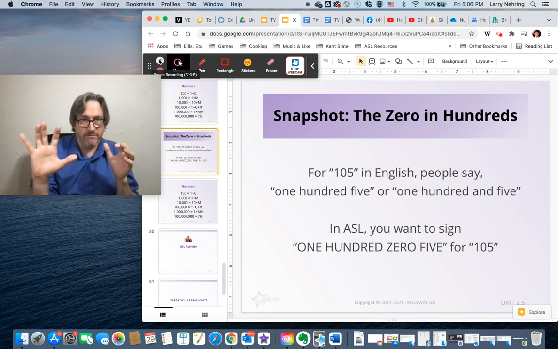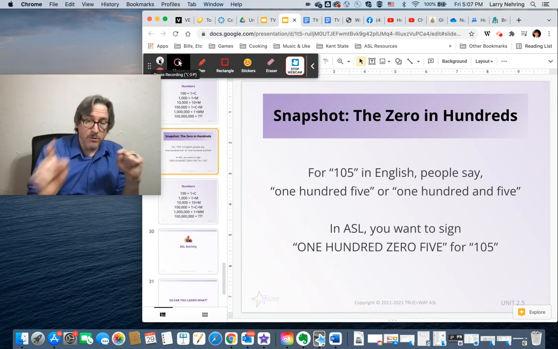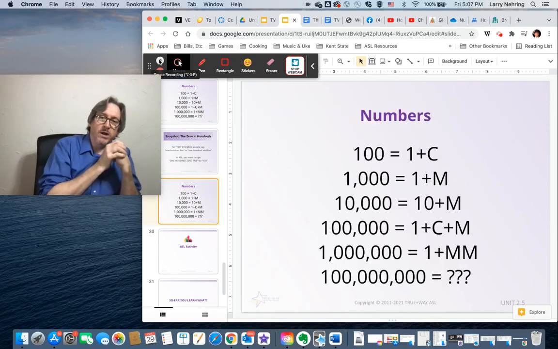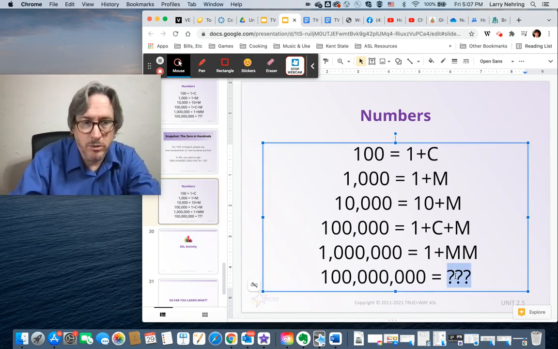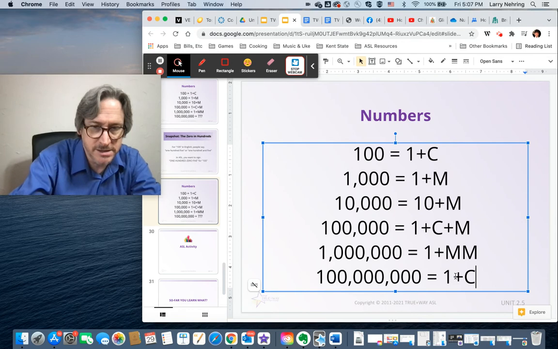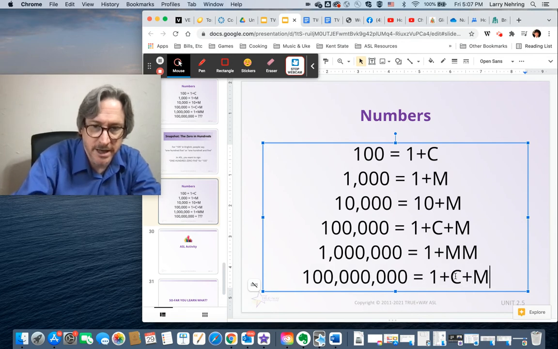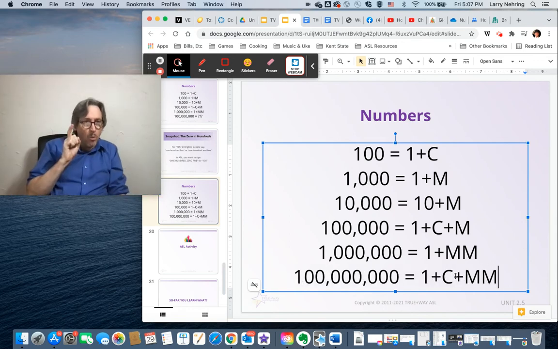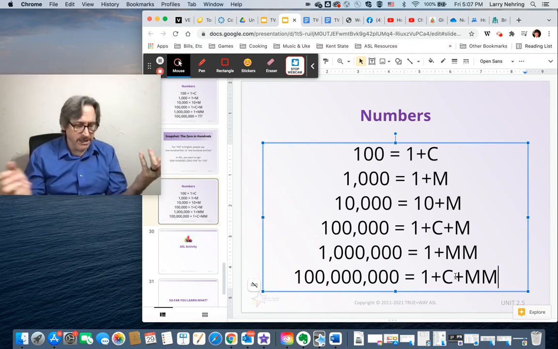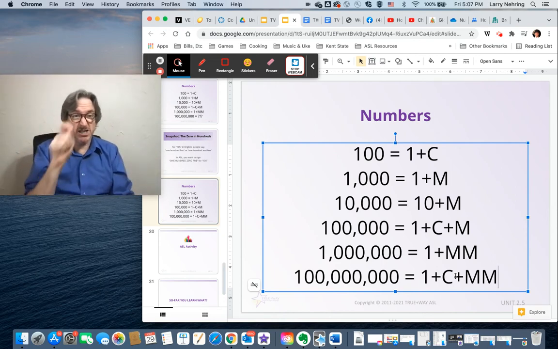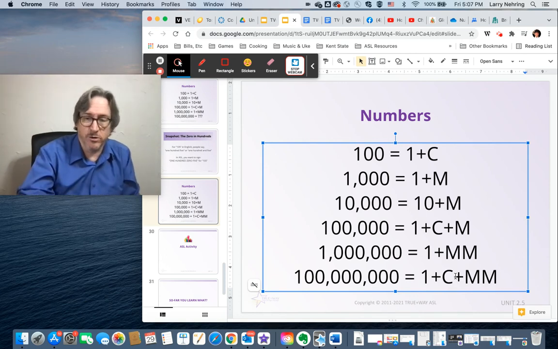100, 05. So now, how would we sign 100 million? 1 plus C plus MM. 100 million. So really, all these make sense if you just start practicing, script them out, think it through. They all really do just make sense.